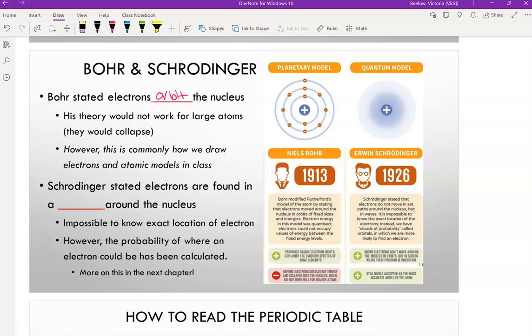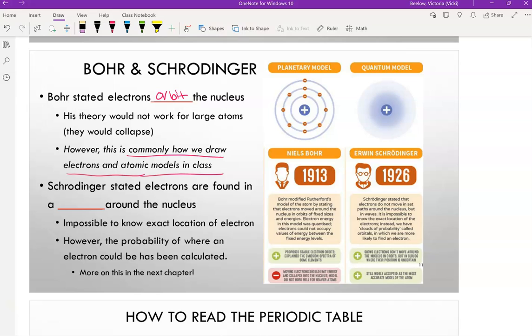This theory doesn't work for super large atoms. And again, this is commonly how we draw electrons, to get the point across. But note that electrons aren't following this nice little neat path. They are in levels. That is true. There are levels that are close to the nucleus, and there are levels that are far from the nucleus. That's true. But they're not following this fixed pattern or fixed path of travel.